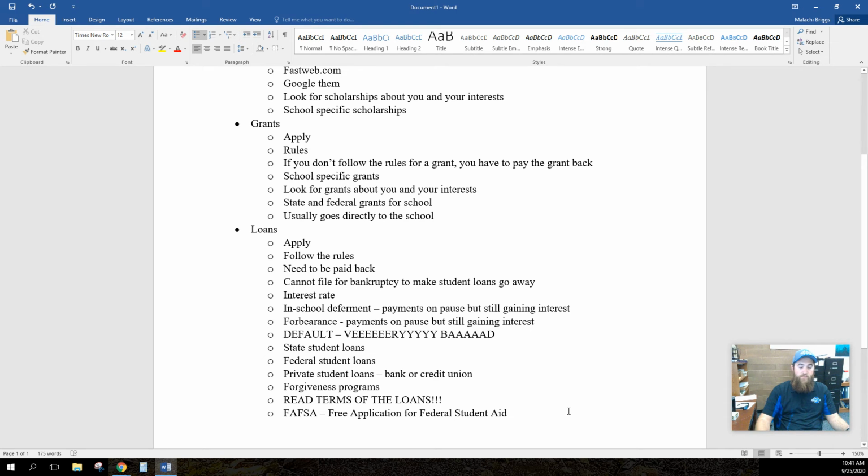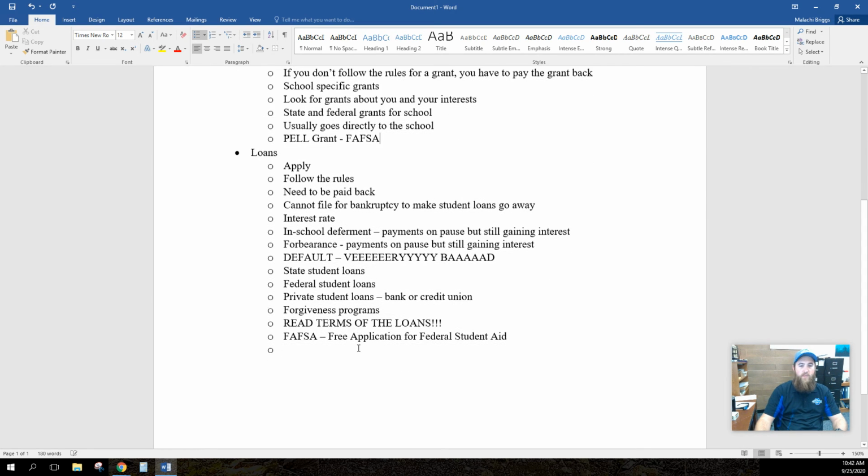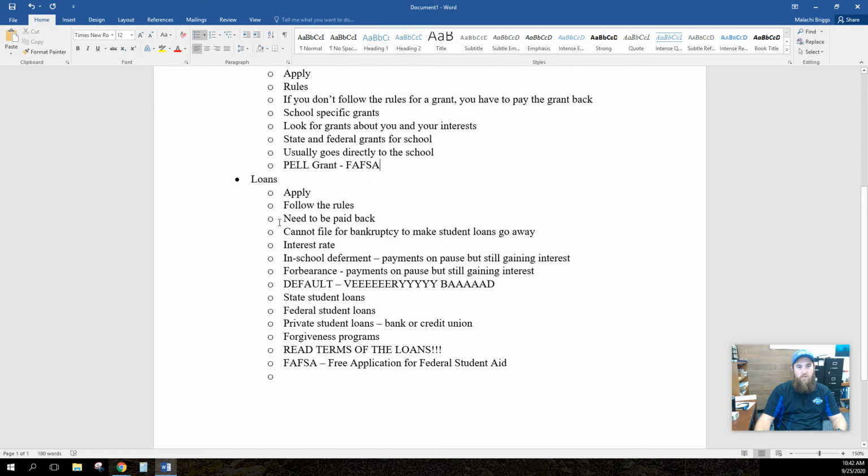Okay. Now, when you get federal student aid, there's the Pell Grant. You get this through FAFSA. It's need-based, okay? So when you go and apply for student loans, you have a couple of different options, okay?